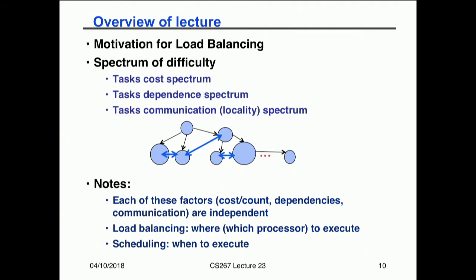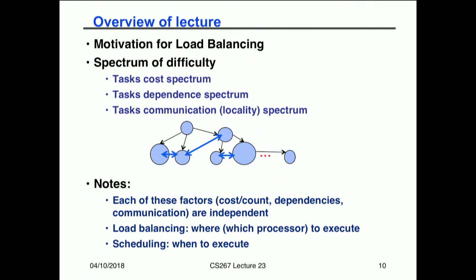And so there are different factors that affect what kind of load balancing algorithm you want to use. These include things like the cost of each task, the number of tasks, the variability in the cost of the tasks, the dependencies between them, the black arrows, the communication between them, the blue arrows, and at what point do you know information about any of these things? At what point do you know the cost, the number of tasks, the dependencies between them, and so on?